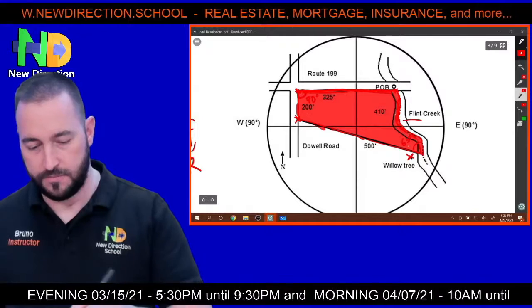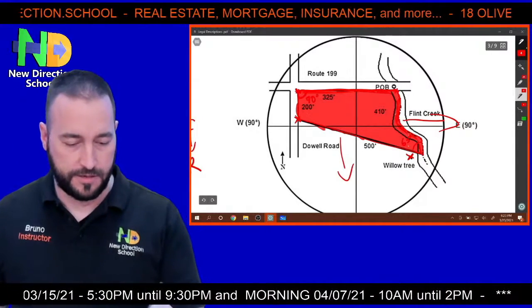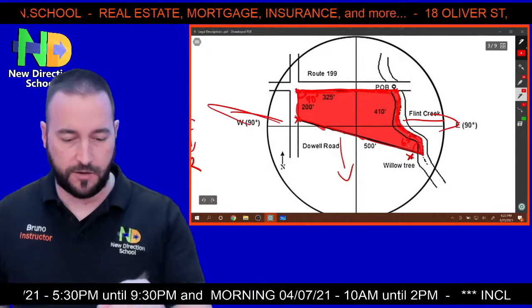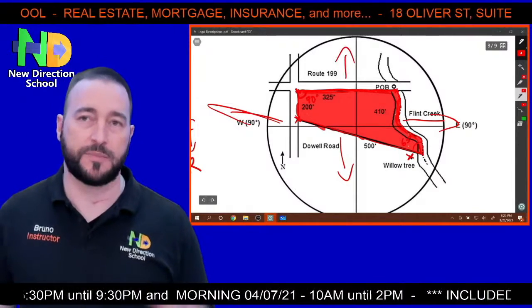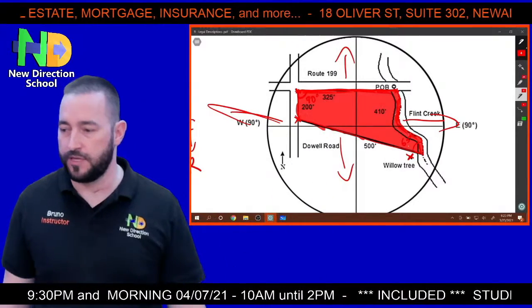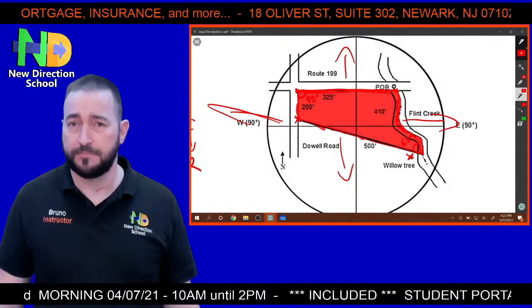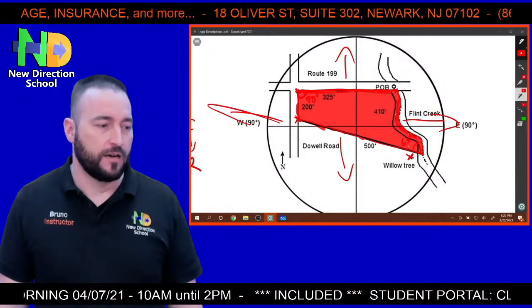Here, somebody else owns it. Here, somebody else owns it. Across the street, somebody else owns it. Across the Route 199, somebody else owns it. Our property, right there, in red. Not that hard, right? Right? Great. Why is this important?